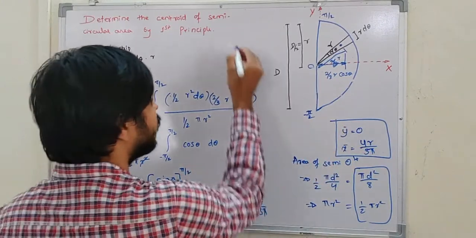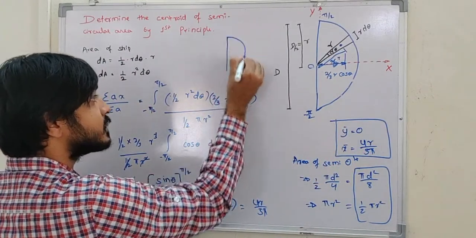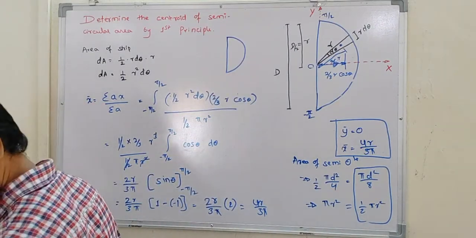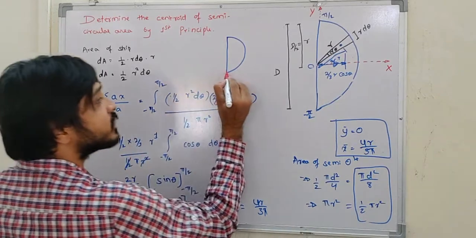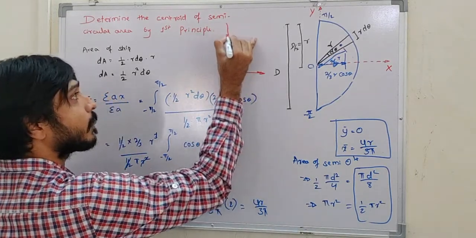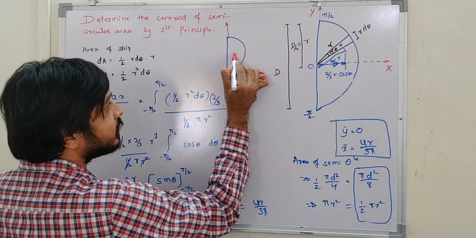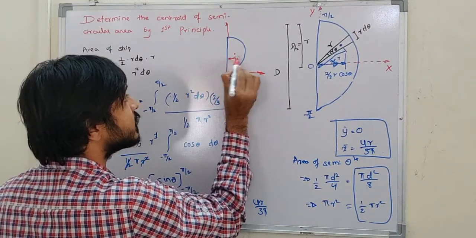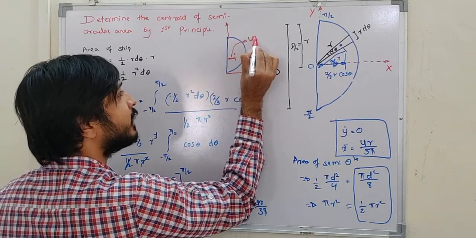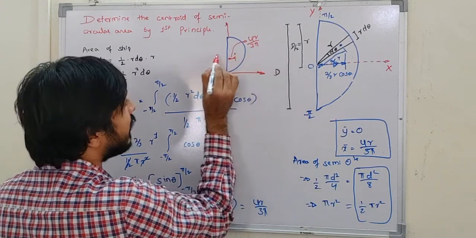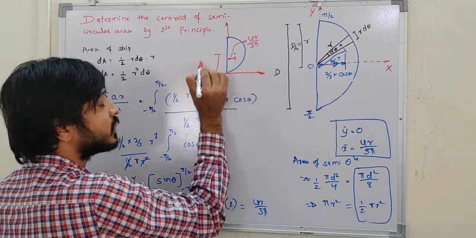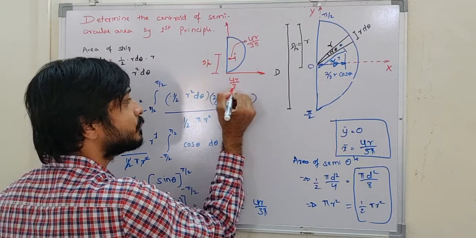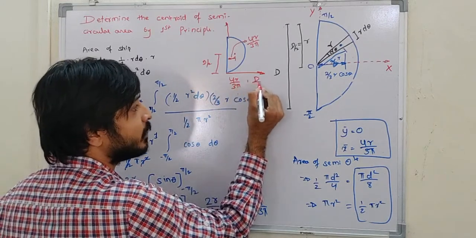But in one case, if they have given a semicircle like this, and they have given the reference points like this, in this case the CG will remain at the same point, but we know this distance is how much? This distance is 4r by 3 pi. And this distance we want, this distance is nothing but d by 2. In this case, x bar will be 4r by 3 pi and y value will be d by 2.